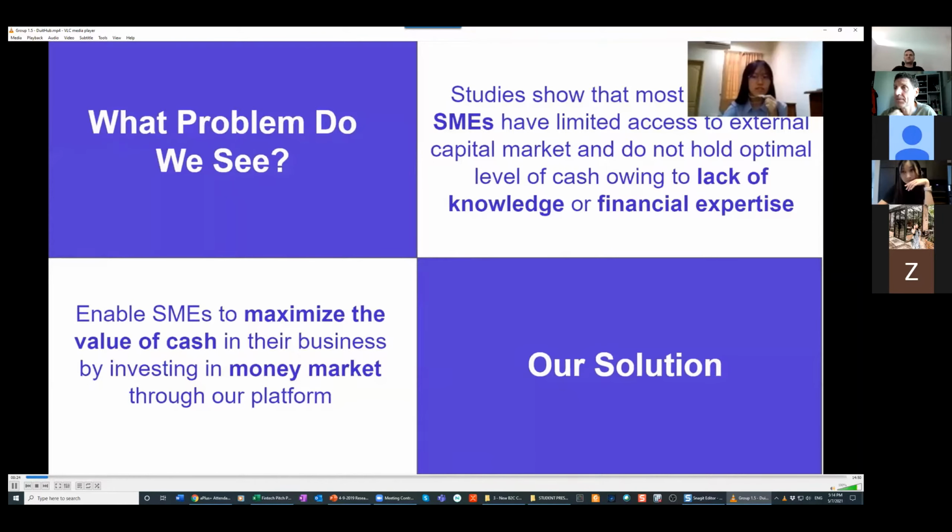During our research on SMEs in Malaysia, we realized that most Malaysian SMEs have limited access to external capital market, and they do not hold optimal level of cash in their business, most likely due to lack of knowledge or financial expertise. Hence, we came up with a solution to help SMEs maximize the value of cash in their business by investing in money market through our platform. Next slide.